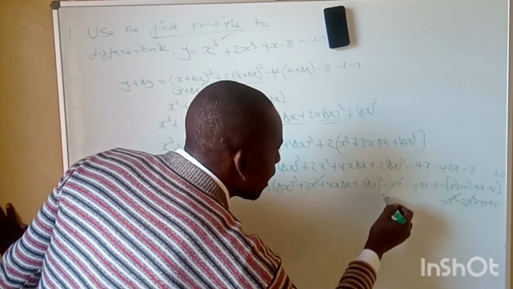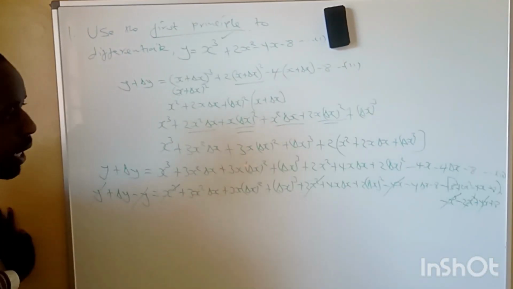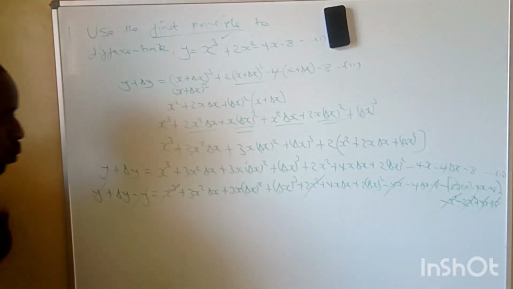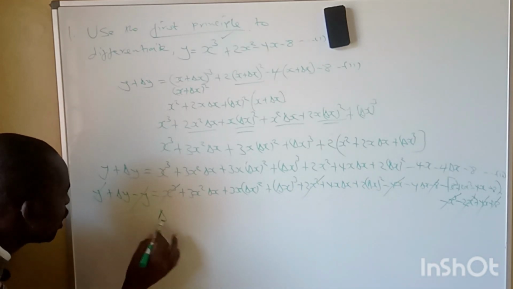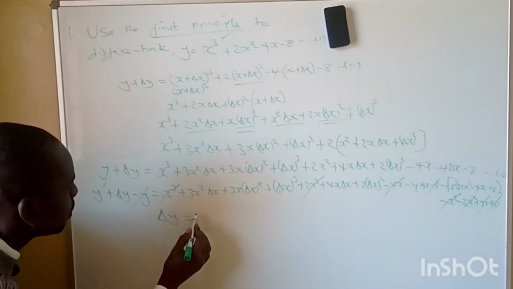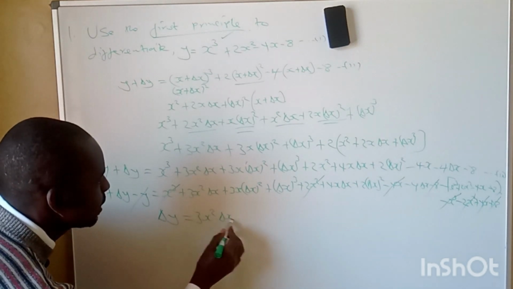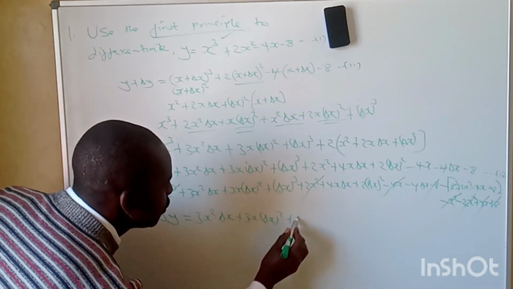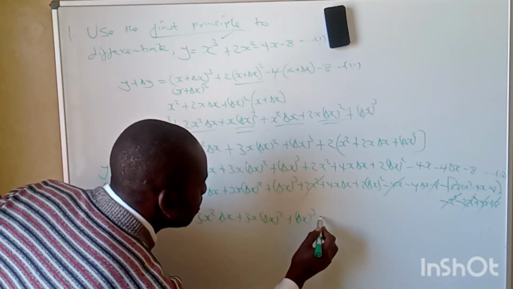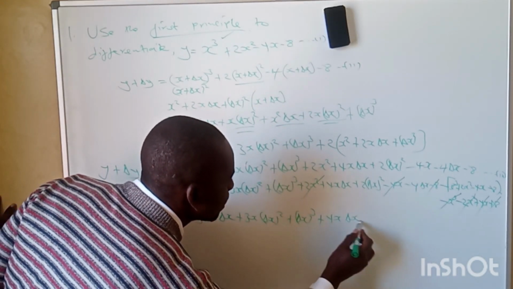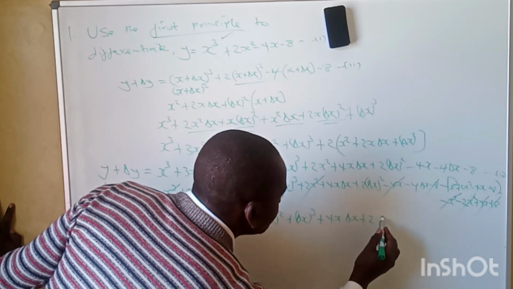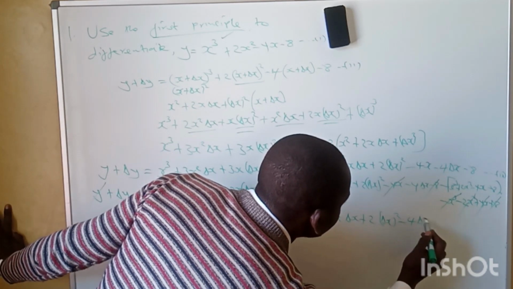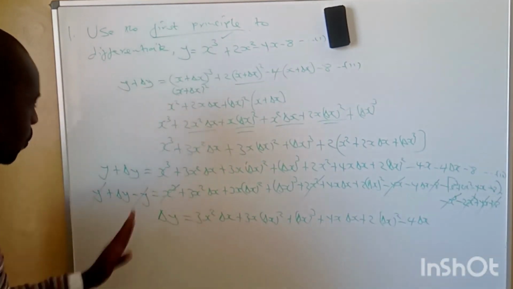Then 4x also goes with that. Then negative 8 also goes with that. So what we are remaining with is change in y is equal to 3x squared change in x plus 3x change in x squared plus change in x cubed plus 4x change in x plus 2 change in x squared minus 4 change in x, that one. So this is the dy.